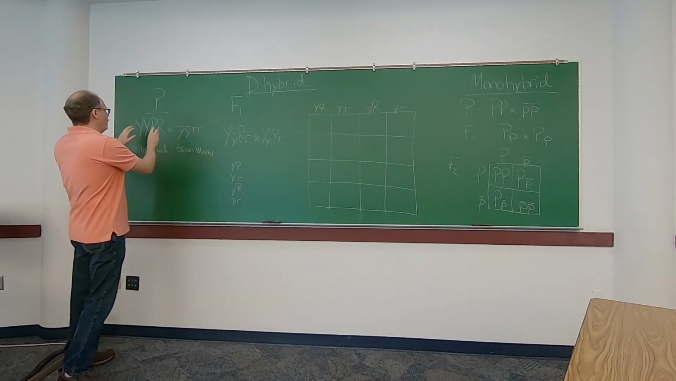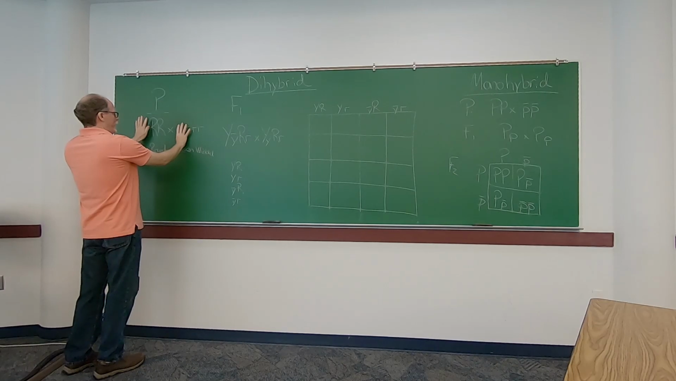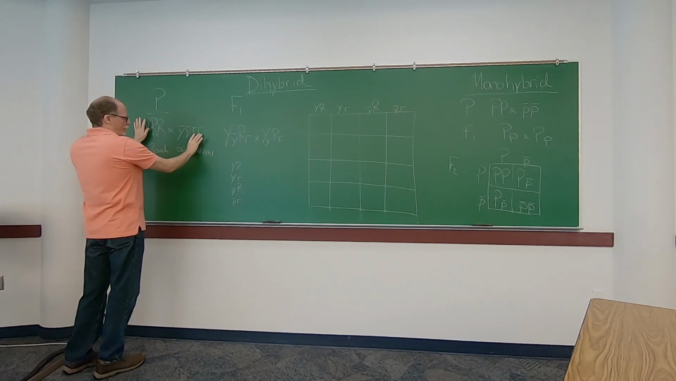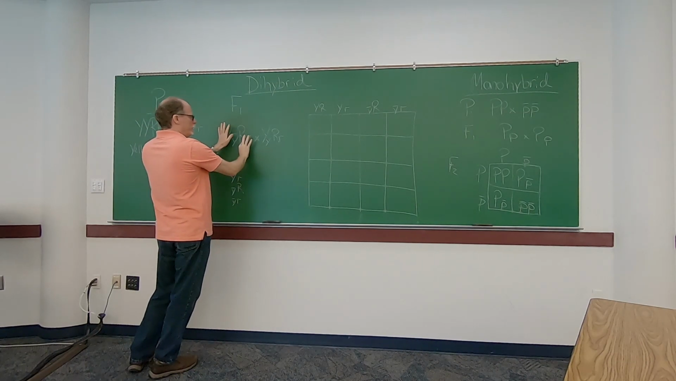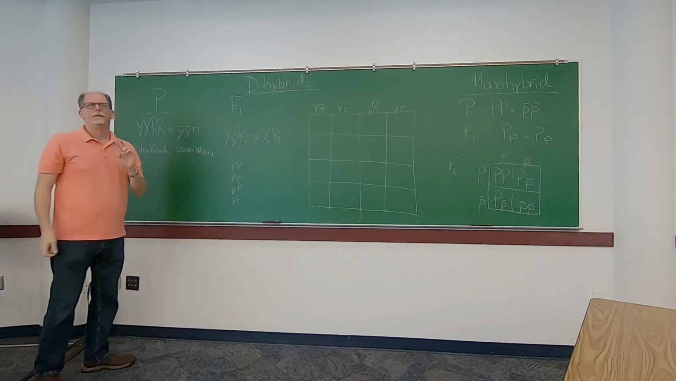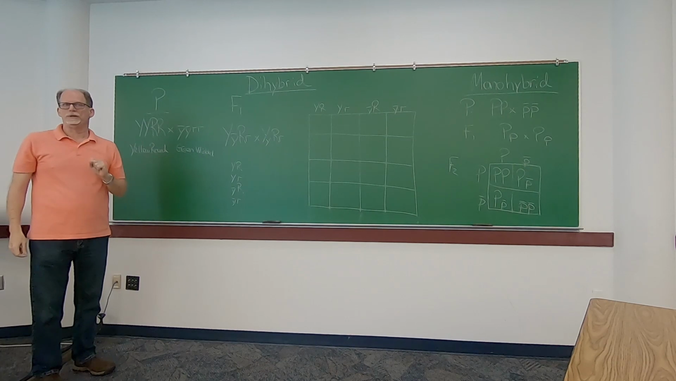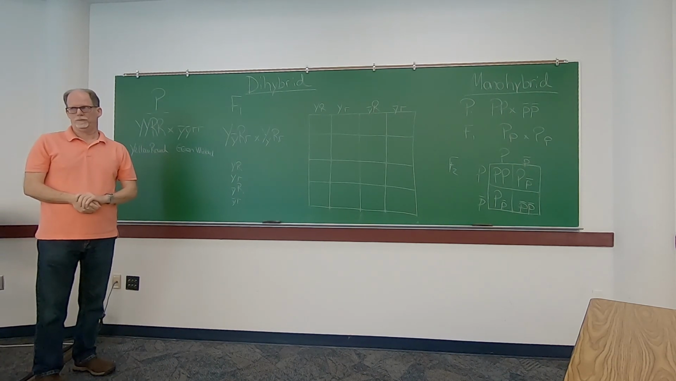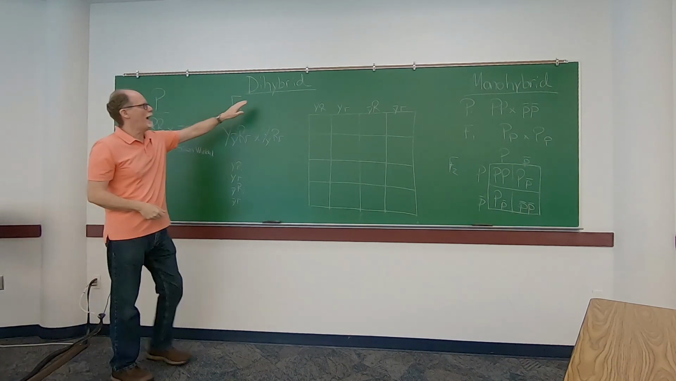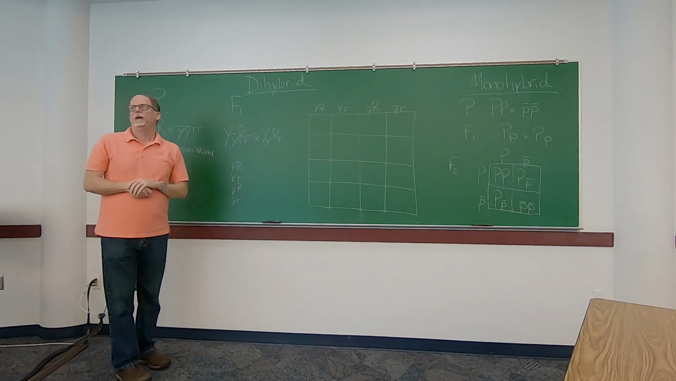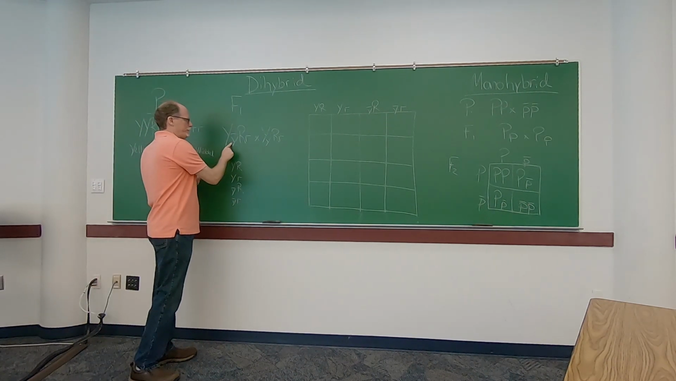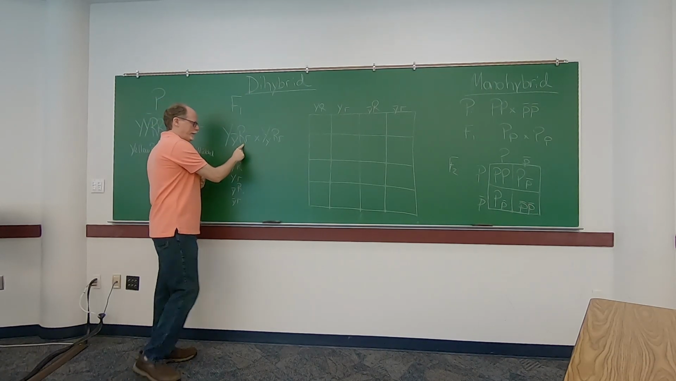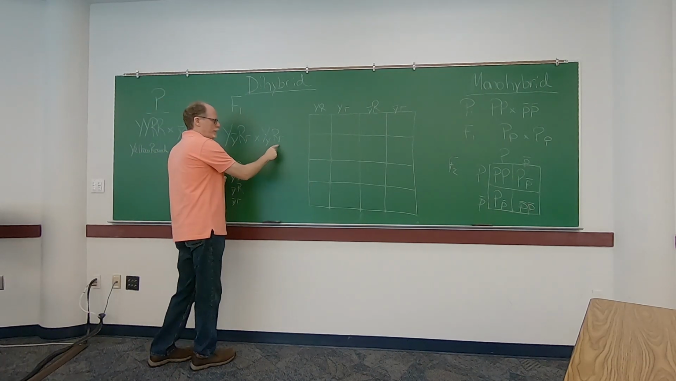Then if you just ignore the Y's and do RR with little r, then all would be big R, little r. The F1 would be heterozygous. So to do a dihybrid heterozygous cross, right, that's what this is. This is heterozygous, this one's heterozygous, and so are these two.